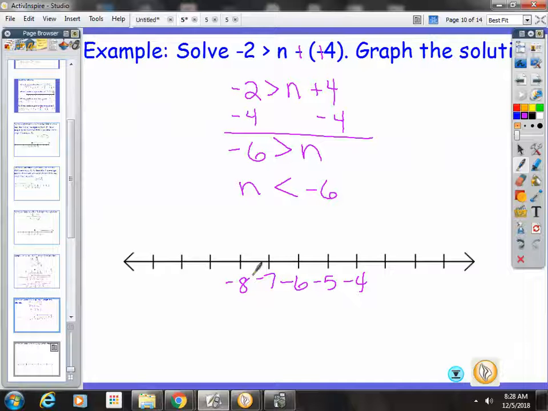Would we use an open or closed circle at -6? Open. And the graph is going which direction? Going to the left.